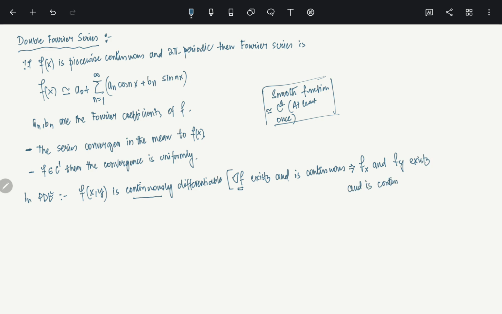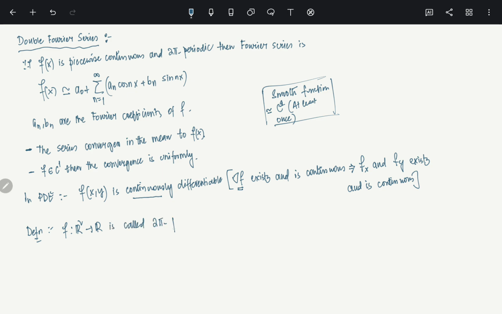Okay, so that is what we mean by continuously differentiable in this context. We are given this function and we are going to assume another thing: let's say that it is a periodic function. A small definition, let me put it as a small definition. A function from R2 to R is called 2 pi periodic.